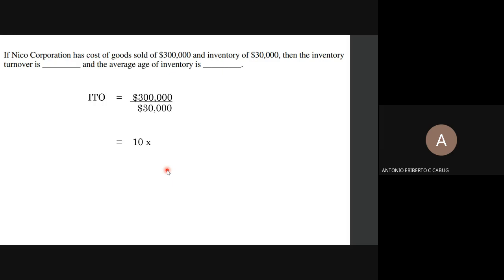Okay? Then the days in inventory, ilang days bago mabenta yung inventory, no? Pagkabili mo ng inventory, ilang days bago mo mabenta yung inventory? That would be inventory over your daily cost of goods sold. 30,000 divided by 300K over 365 is 36.5 days. Okay? Ganito yung mangyayari ha. When you multiply your inventory turnover by your days in inventory, you will have the number of days in the year.